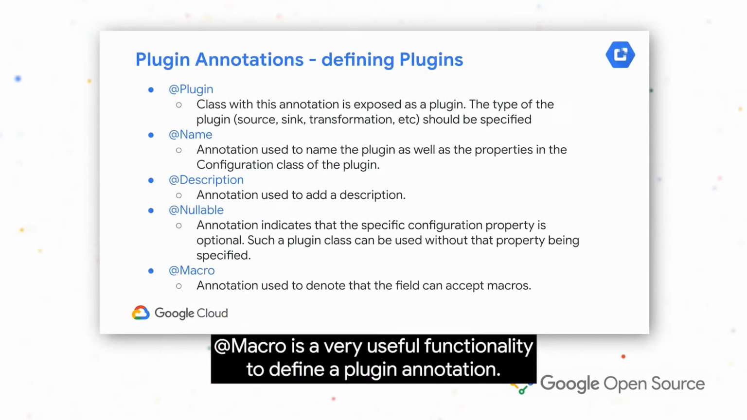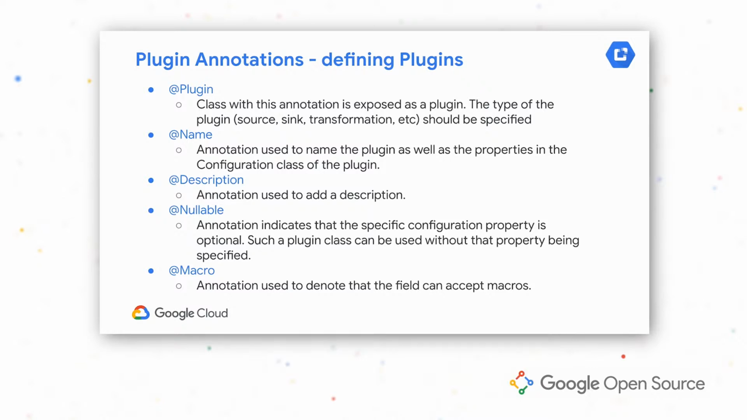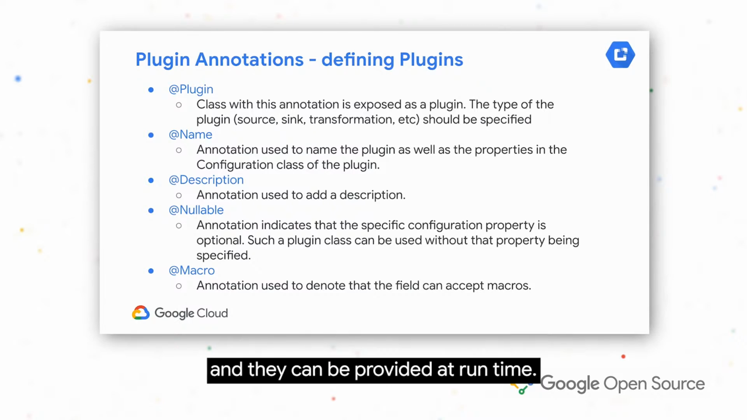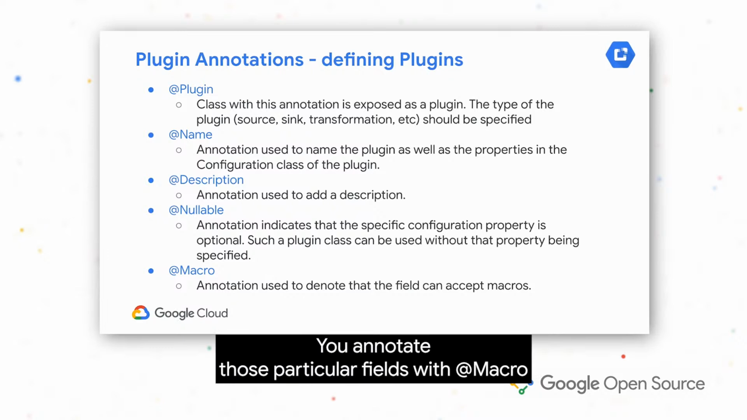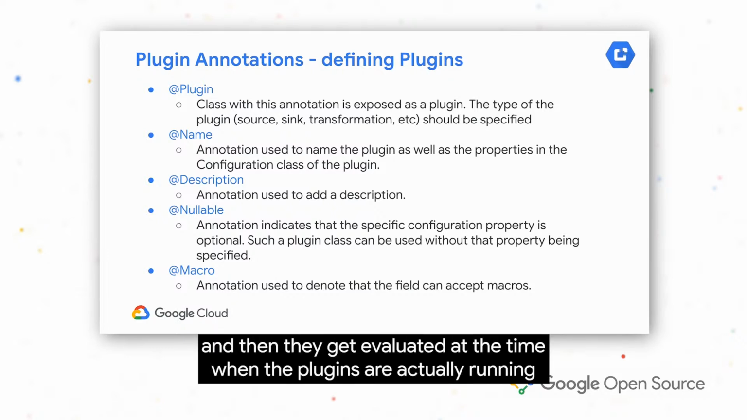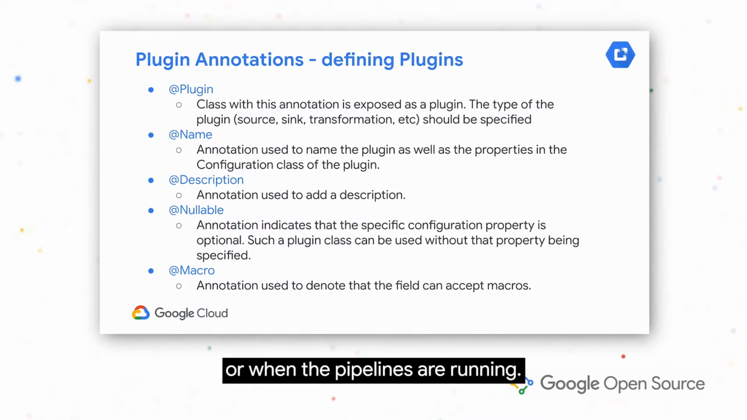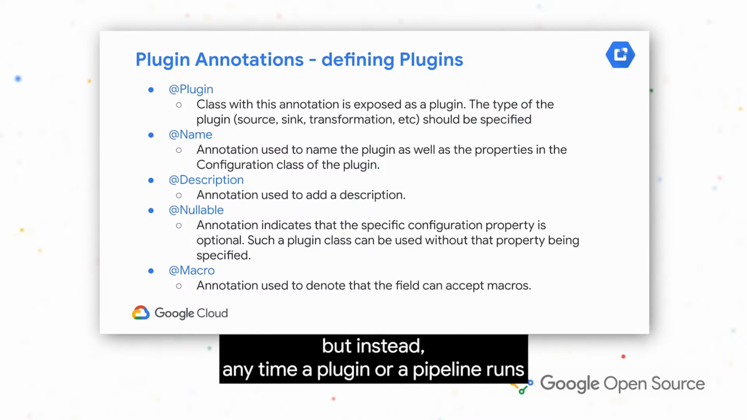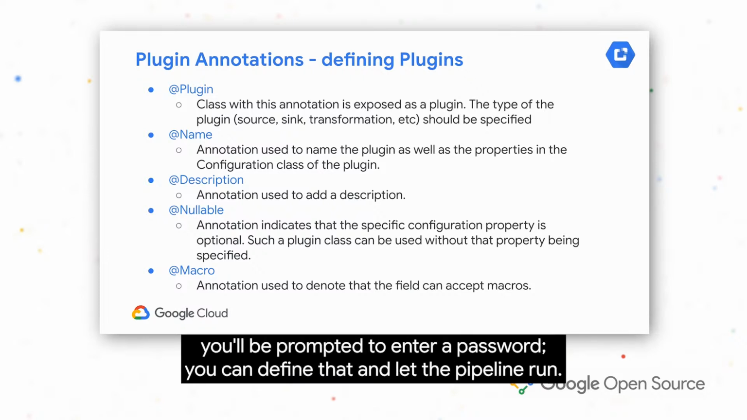Macro is a very useful functionality to define a plugin annotation. So imagine you have properties whose values you cannot provide at configure time, and they can be provided at runtime. You annotate those particular fields with macro, and then they get evaluated at the time when the plugins are actually running, or when the pipelines are actually running. As an example, let's say password. You don't want to define a clear text password during design time, but instead, anytime a plugin or a pipeline runs, you will be prompted to enter a password. You can define that and let the pipeline actually run.